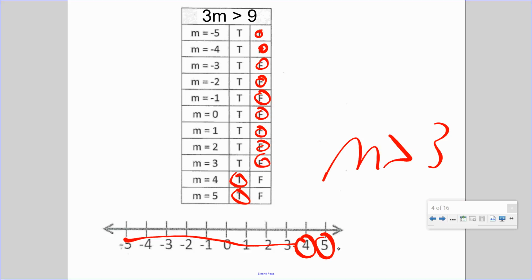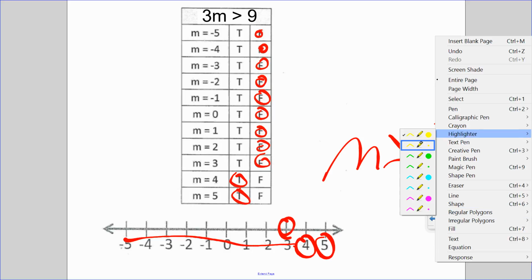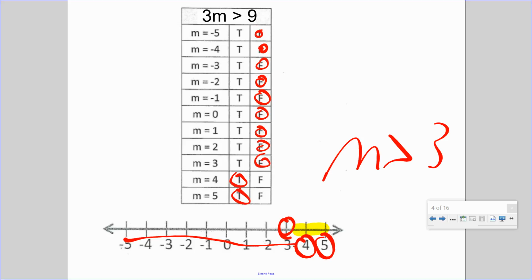Are all the numbers I circle greater than 3? It works. So it's an open dot, and I have to highlight numbers that are greater than 3, such as 3.5, 3.1, 3 and 9 tenths, 4, 4.5, 5, 6, 7, 8, and so on.